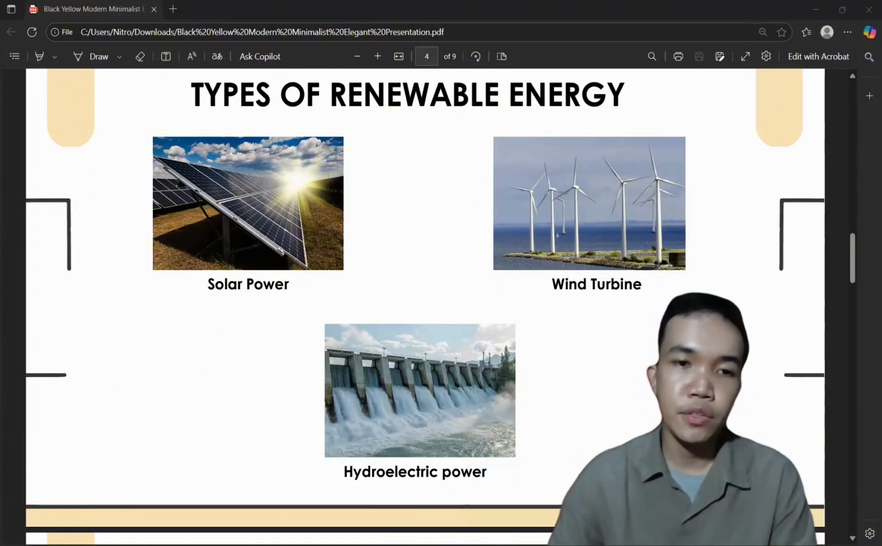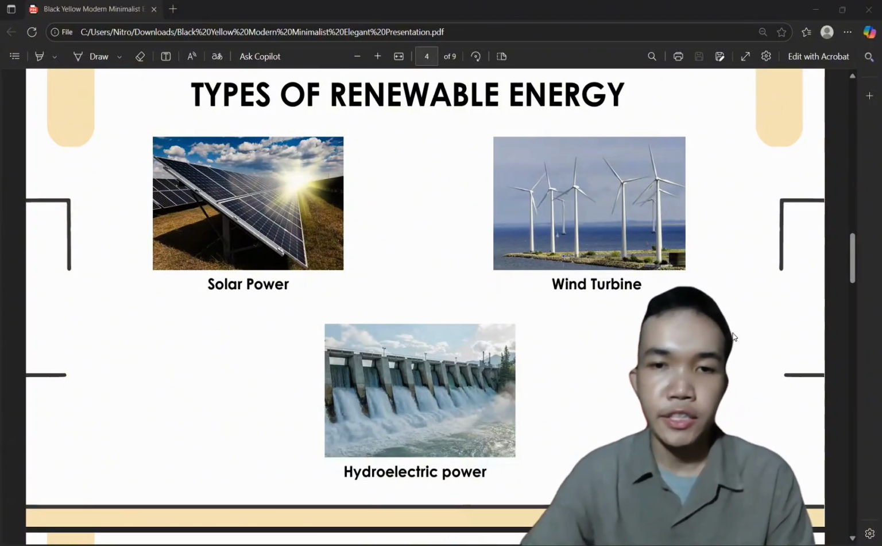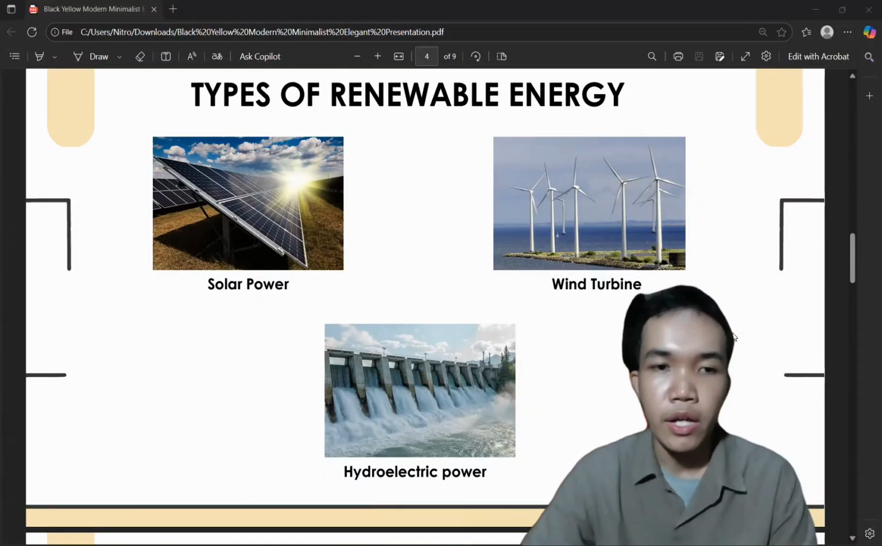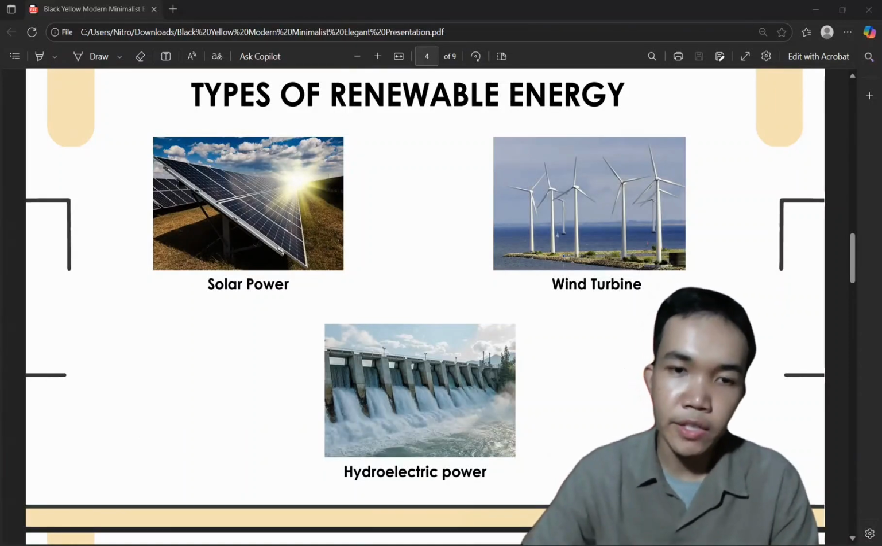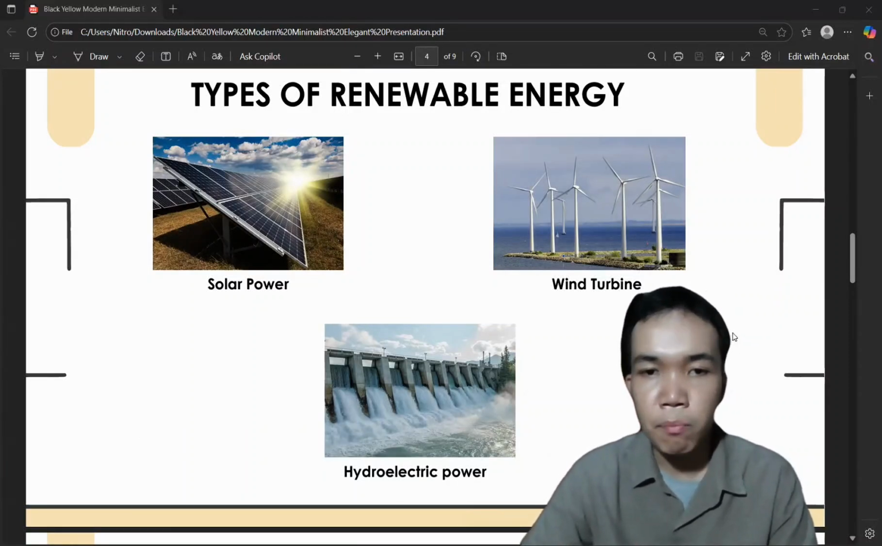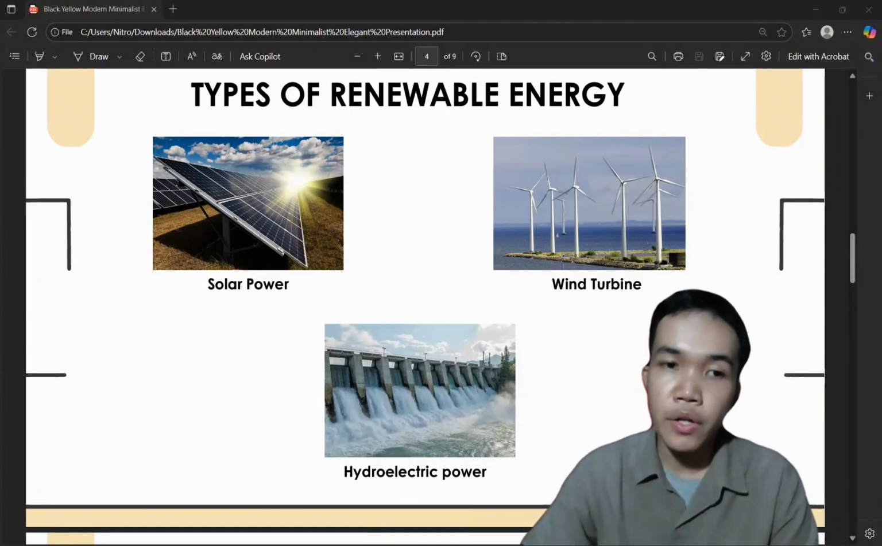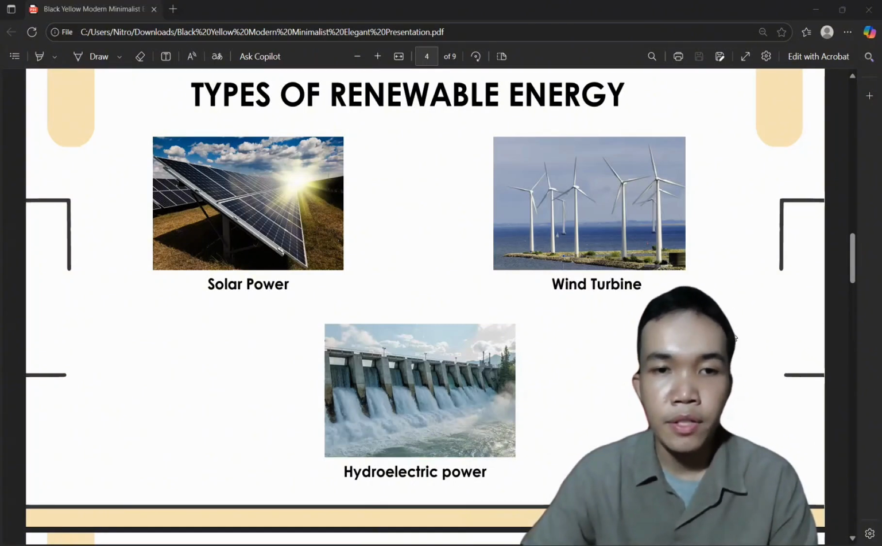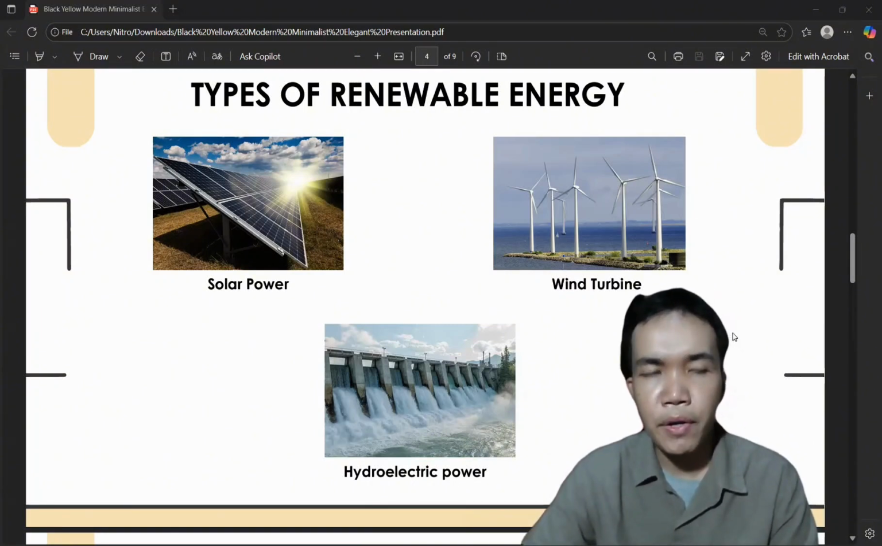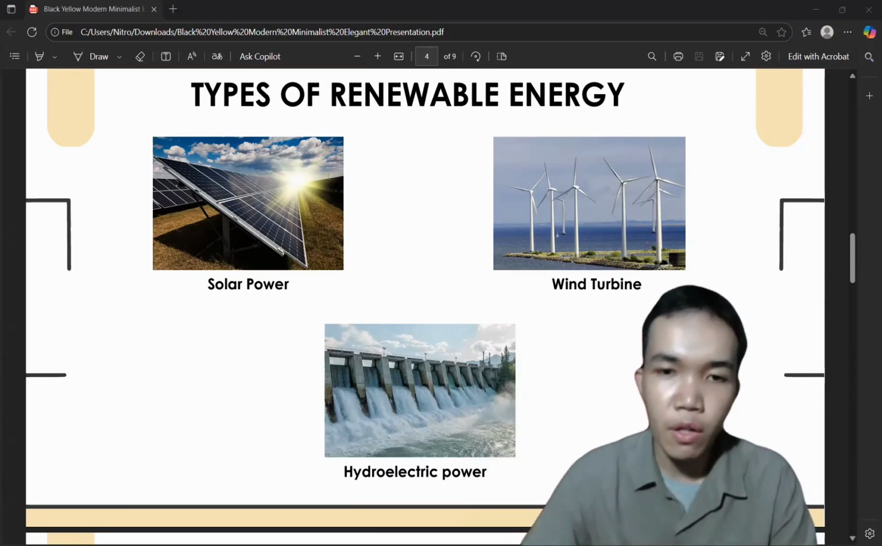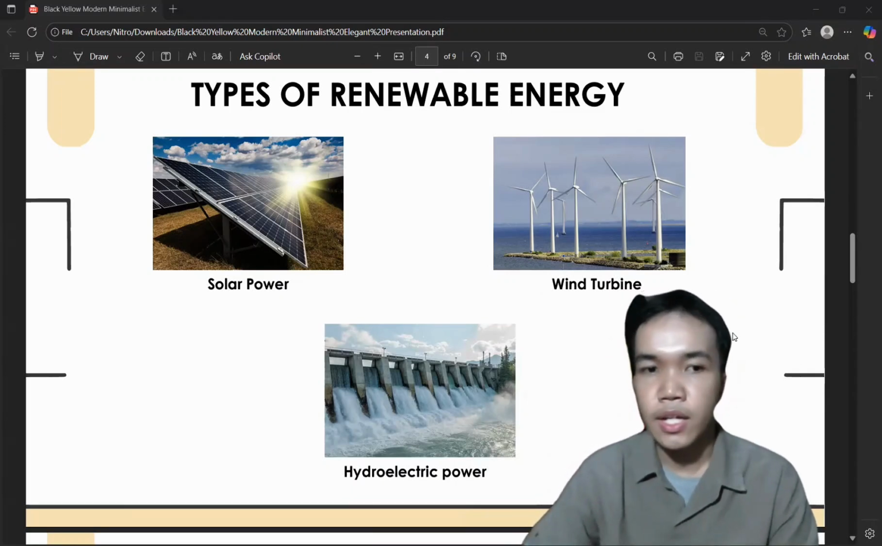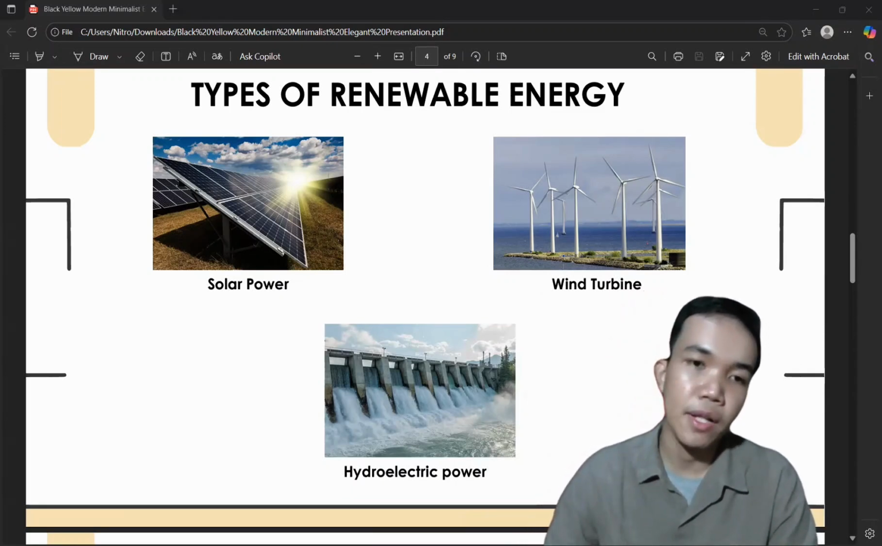Okay, the next slide, the types of renewable energy. The first one, there's solar power. Among the most plentiful renewable energy source accessible is solar power. It can be used to directly produce electricity from sunshine using photovoltaic or PV panel, or it can be used to provide heat for mechanical processing using solar thermal system. The example is solar panel.